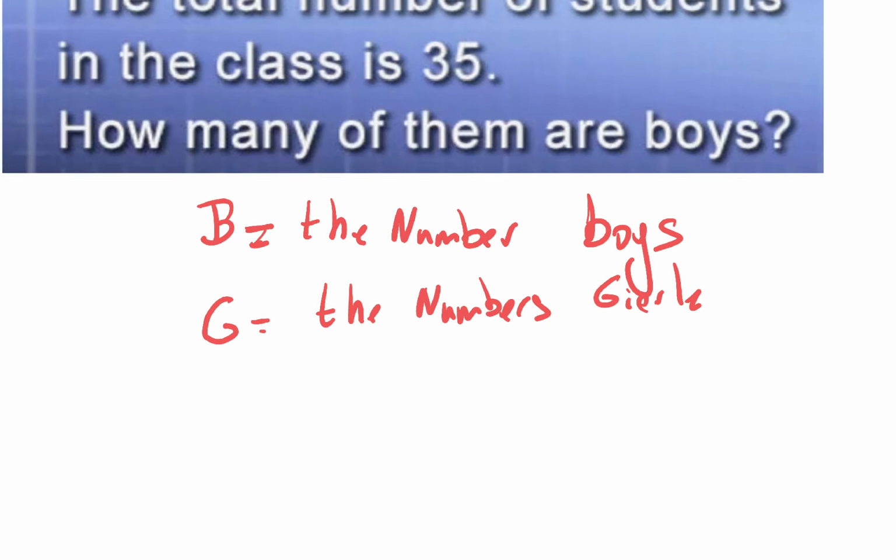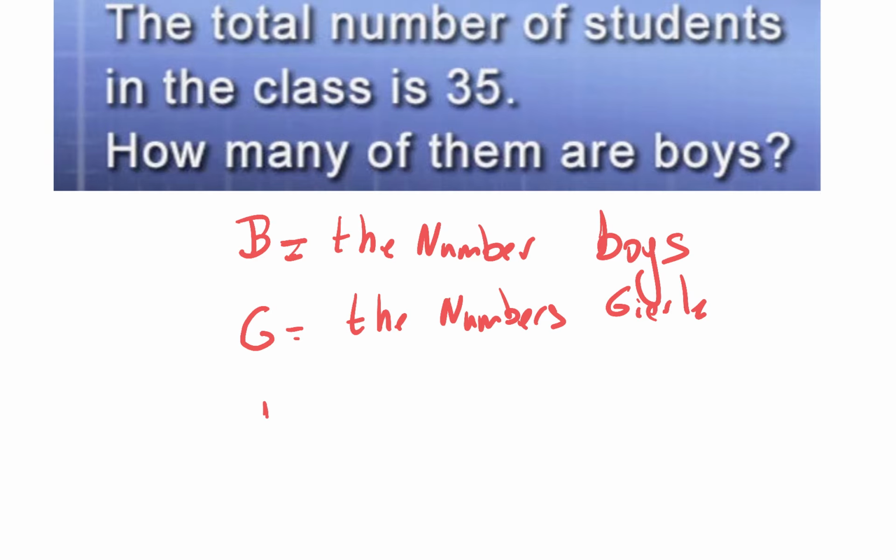What does the equation say? If the total number of students in the class is 35, what equation will you write? You will say the number of students that are boys, if you add it to the number of students that are girls, the sum will be 35. But from this equation, you don't know how many of them are boys unless you know how many are girls.